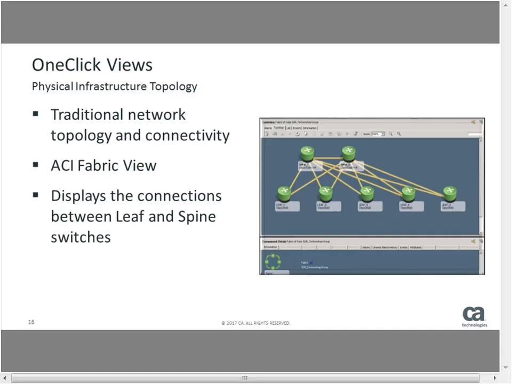Second is the traditional OneClick views, which you have to see your physical infrastructure topology. So you can view your ACI fabric, and you can view the connections of your leaf and spine networks.